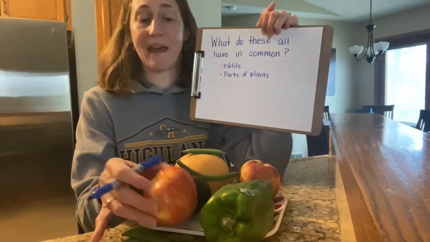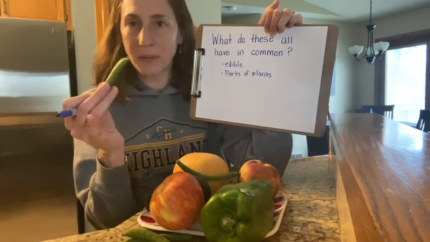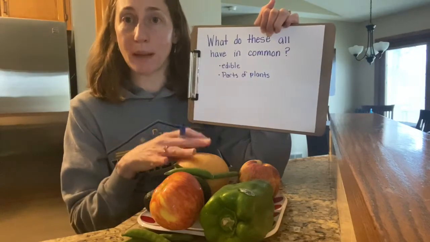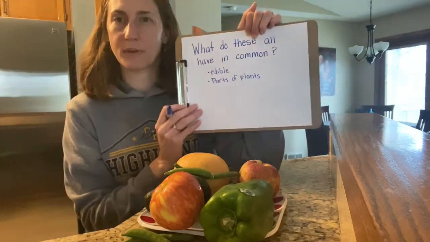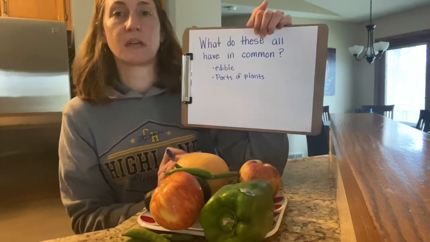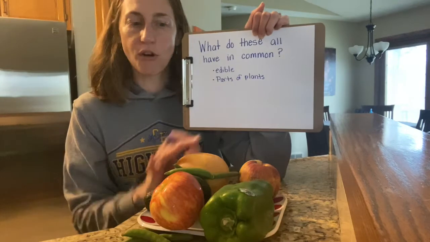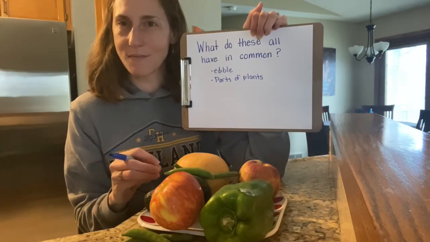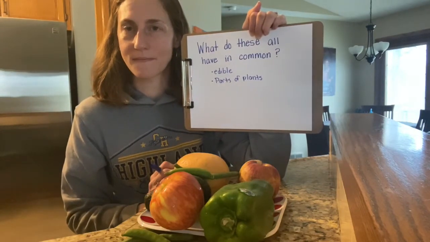So for example, the apple is a part of an apple tree, and a pea pod is a part of a pea plant, and a grapefruit is a part of a grapefruit tree. So they're all parts of plants, all parts of plants that we can eat. What if I told you that all of these things could have the same name when it comes to a part of a plant?